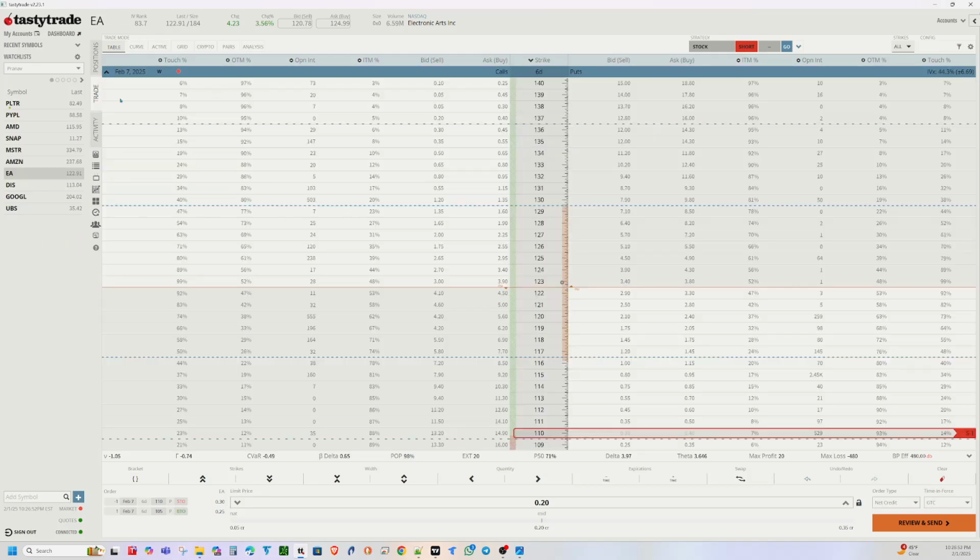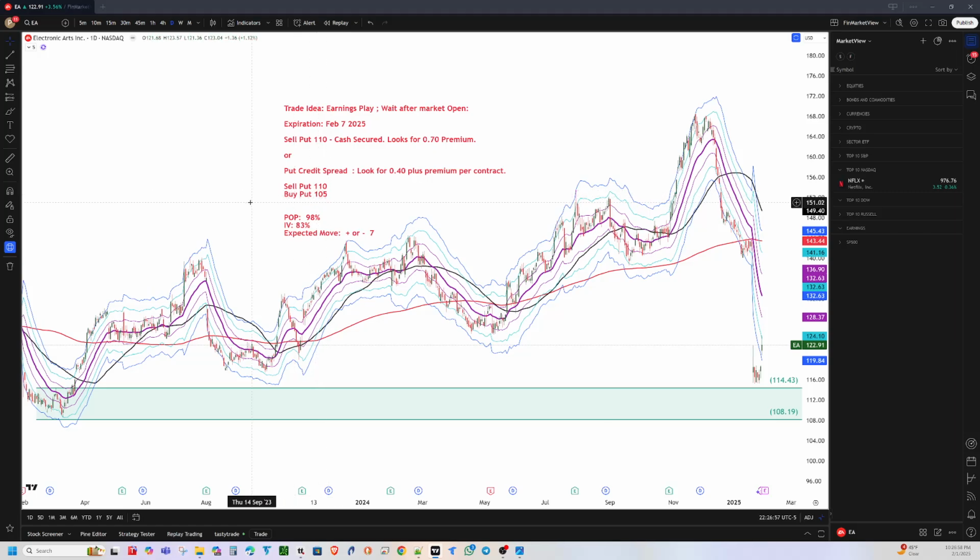For the EA, the IV rank, implied volatility rank, is 83, which is very high. So the premiums are high. And the trade idea is we are looking at 110. As long as price stays above 110, we make money. So that's the trade idea. Put credit spread: sell 110 and buy 105, which is a $5 spread, and look for at least 40 cents premium per contract. So the probability of profit is 98%.